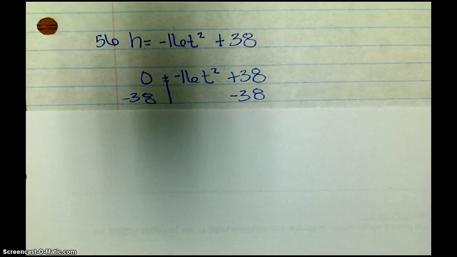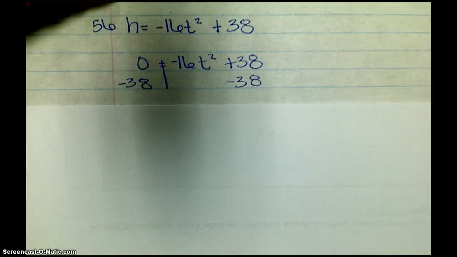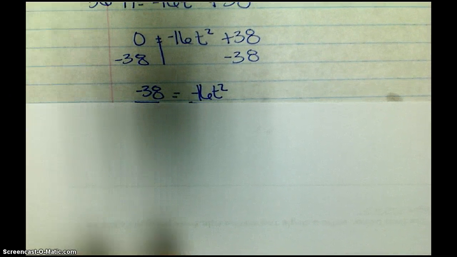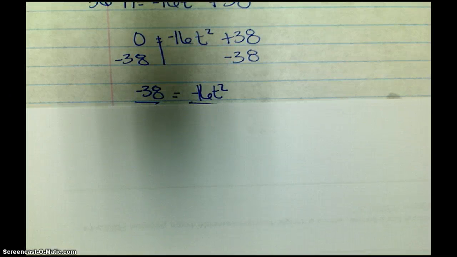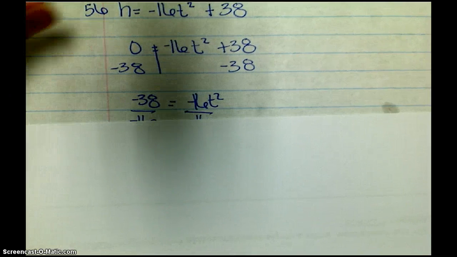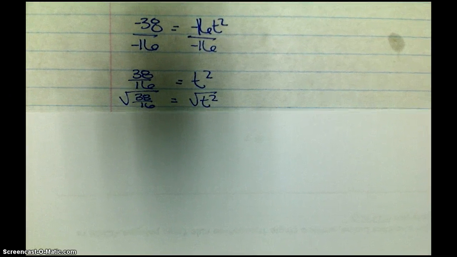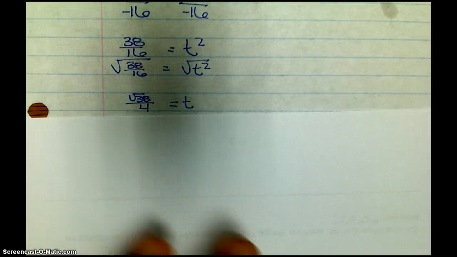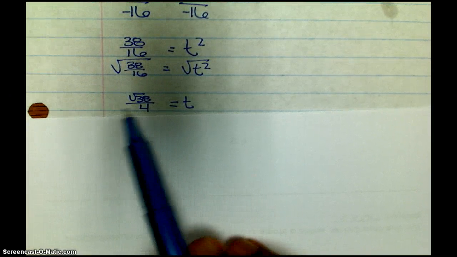So subtract 38 from both sides. I got negative 38 equals negative 16t squared. Divide both sides by negative 16. And you got positive 38/16 equals t squared. I'm going to take the square root of both sides. I'm left with square root of 38 over 4. And notice that I didn't use the plus and minus.